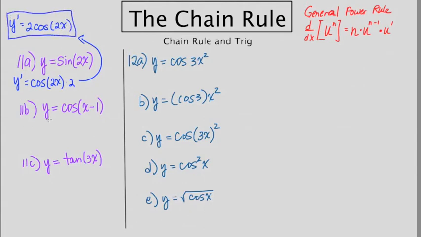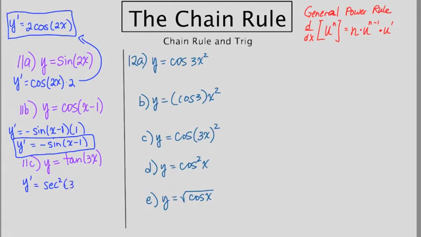Okay. For 11b, the derivative of cosine is negative sine. So y prime is going to equal negative sine (x minus 1), and then the derivative of x minus 1 is just 1. So finally, y prime is equal to negative sine (x minus 1). Okay, and finally, the derivative of tangent is secant squared. So the derivative of tan 3x will be secant squared 3x times the derivative of the inner function, which is 3. I'll just rearrange that a little bit. So we get 3 secant squared 3x.